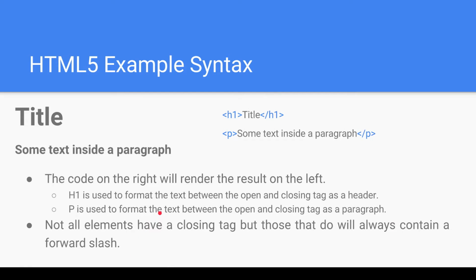In this slide, we are going to look at some example HTML code. The code on the right will render the results on the left within a browser. H1 is used to format the text between the open and closing tag as a header. P is used to format the text between the open and closing tag as a paragraph. Not all elements have a closing tag, but those that do will always contain a /.